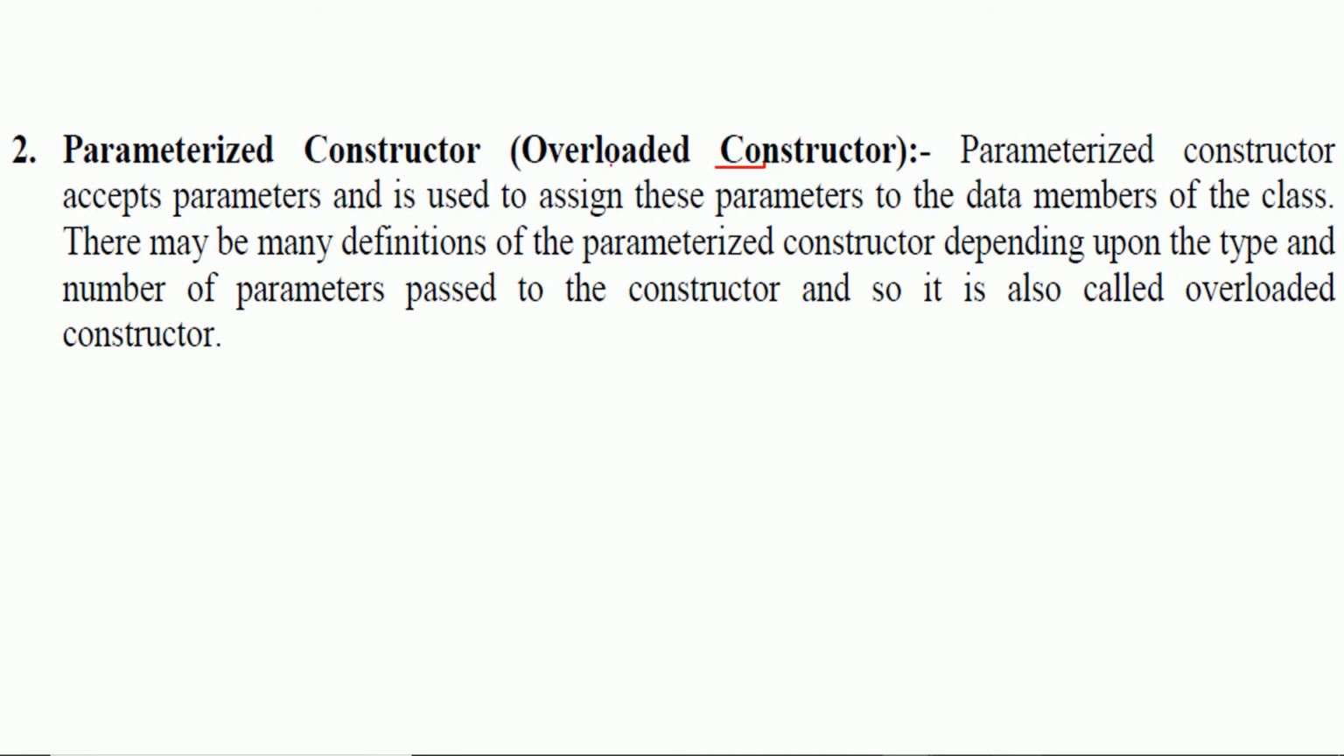Then we have the overloaded constructor, or argument constructor, or parameterized constructor. This parameterized constructor will accept parameters, and this is used to assign these parameters to the data members of the class. You can have various parameterized constructors. There may be many definitions for a parameterized constructor. It just depends upon the type and the number. The type and number decide the different parameters to the constructor, and because various numbers and types of parameters can be there, this is called an overloaded constructor.